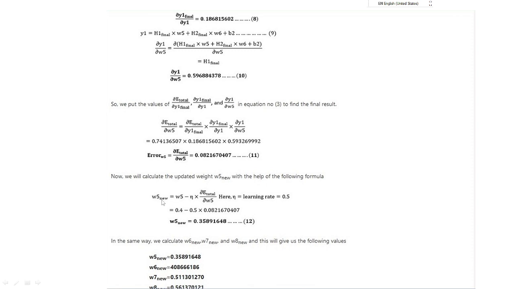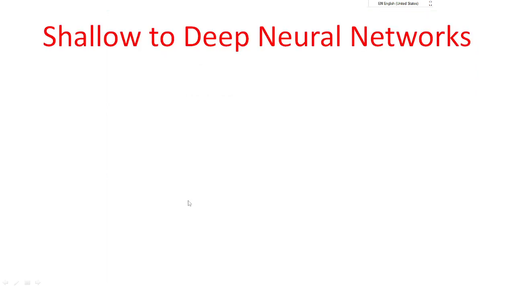Now you update w5_new equals w5 minus eta times ∂E_total/∂w5. Eta is the learning rate. I have set the learning rate as 0.5. This is the new value for w5. The initial value is 0.5, and now the new value is computed. Similarly, you can calculate the other values, w6, w7. I have done it for the output layer; the hidden layer, weights and biases you study on your own. Now I will move to shallow versus deep neural networks.